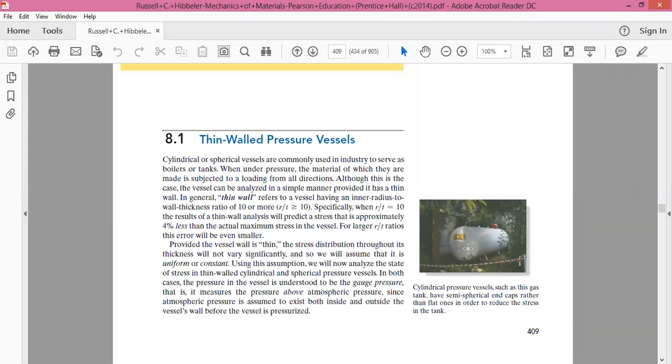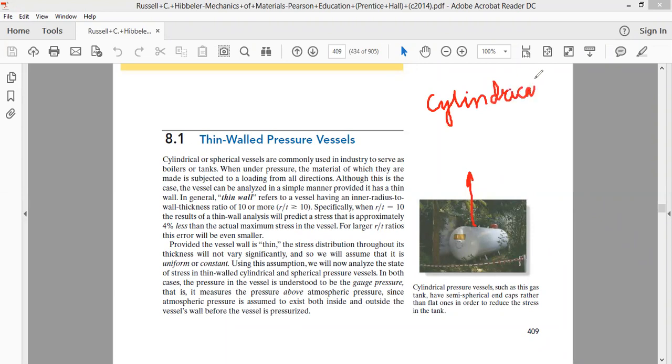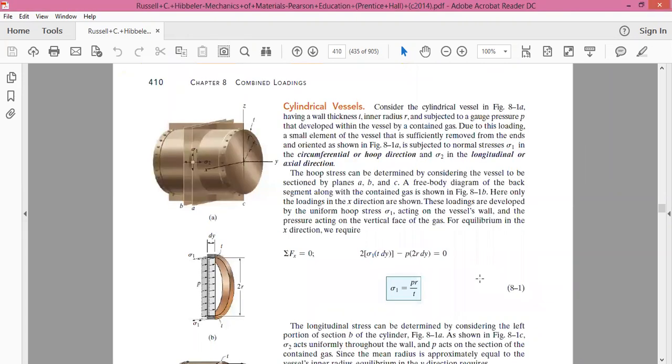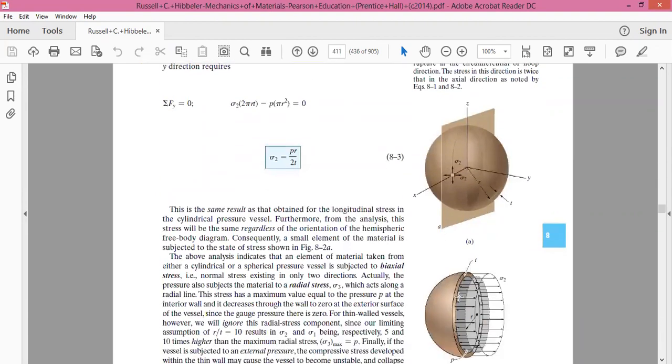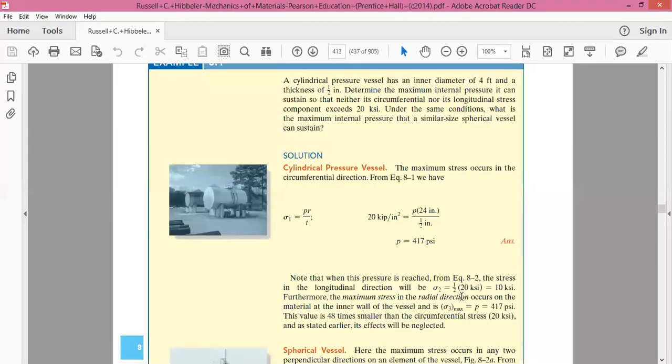If you look at this pressure vessel, the shape of this pressure vessel is cylindrical. This is the cylindrical pressure vessel, because its shape is cylindrical. Sometimes we have pressure vessels which will not be cylindrical, but in the shape of a sphere. Such pressure vessels are called spherical pressure vessels.